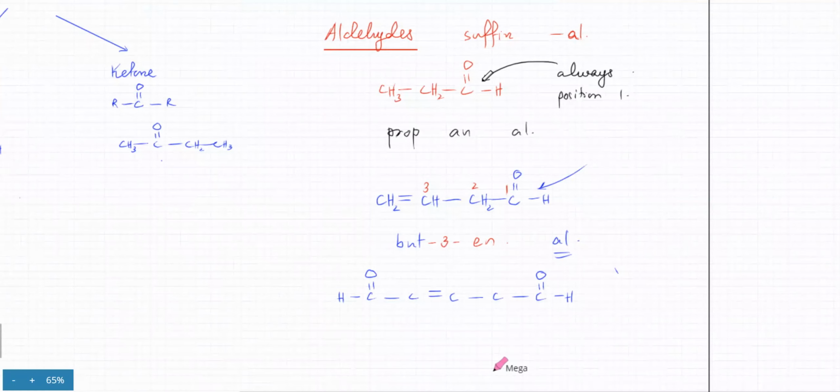Whenever you have an aldehyde, it's always position number one. So you're stuck. This is position number one, so you have to count from this side. Okay, alright. But what we haven't studied yet is that there are some more rules for counting which we're going to study later.